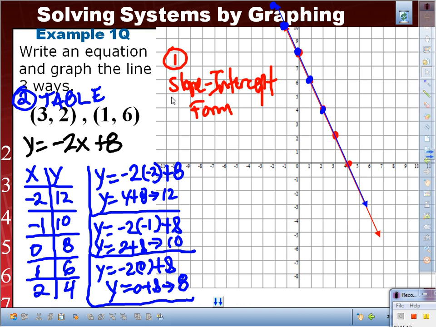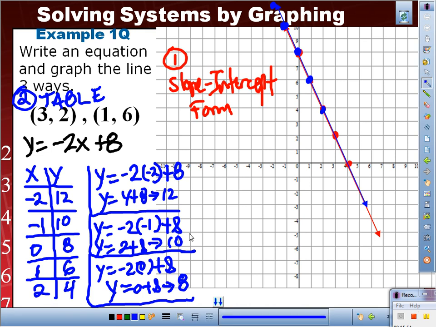Now, I want you to go to the top right corner of that same graph paper. You're on the second small one, right? Copy the equation again, on the top right. And I'm going to do the work here, and I'm going to use the third method. I'm going to write my equation, y equals negative 2x plus 8.